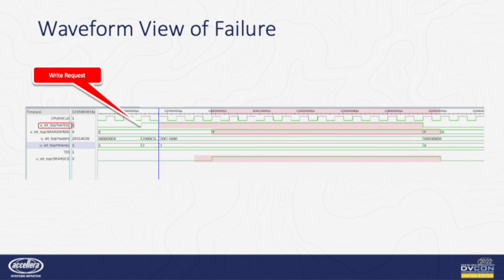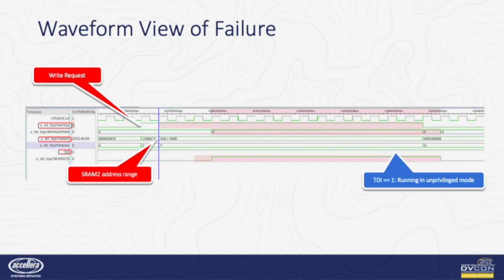The write request HWriteS goes high at the time shown. The SRAM2 address range a little later shows up. Now the write request is for the SRAM2 secure range. We are running in unprivileged mode, and we see that at that time the write signal gets shaded red, which means we have now started tracking it.